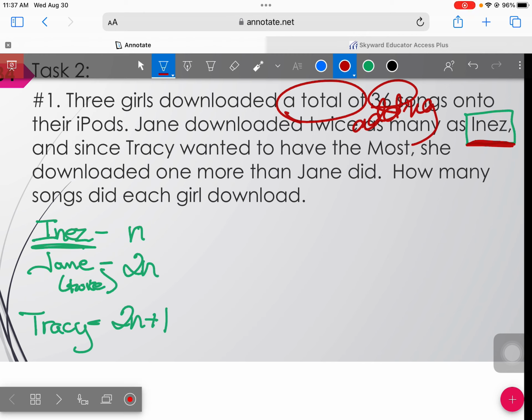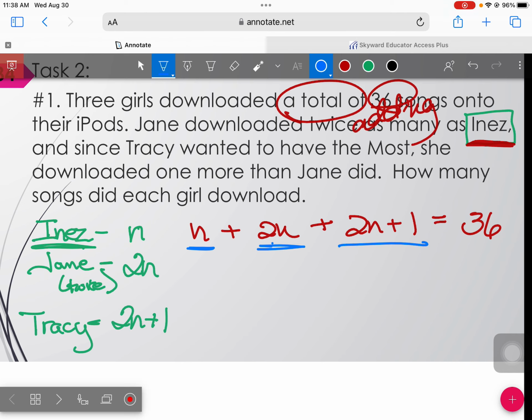Aaron, you want to give it to me? N plus 2N plus 2N plus 1 equals 36. Okay. I was going to say that is not an equation, but yes, he saved himself. Equals 36. Where and how do we get these numbers? N, that's Inez. 2N, that's Jane's. 2N plus 1, that's Tracy's. Add them all together, and what do we get?